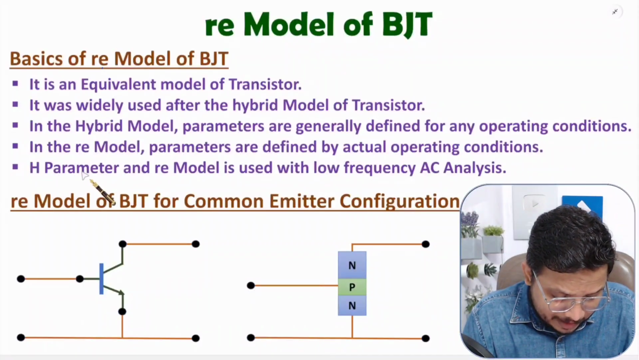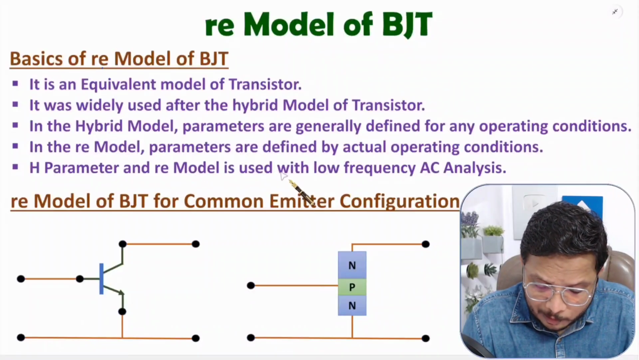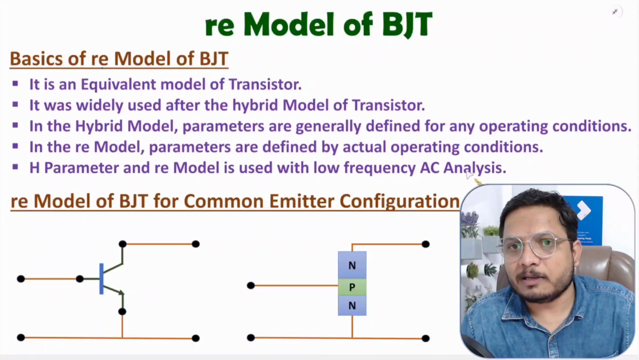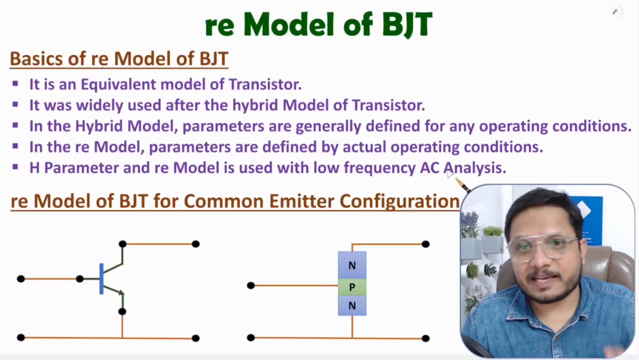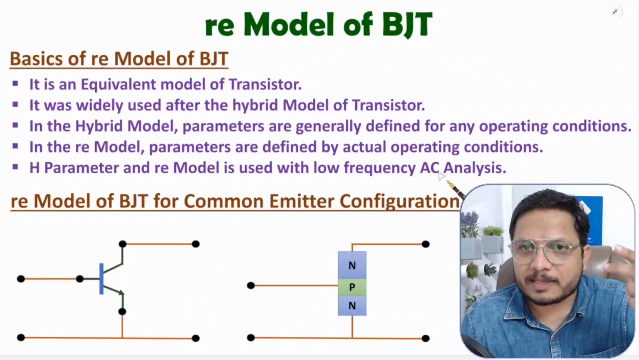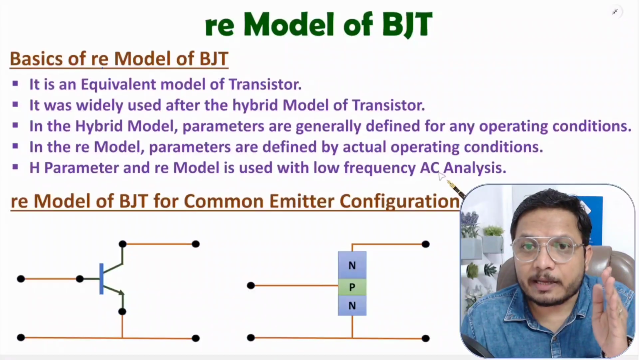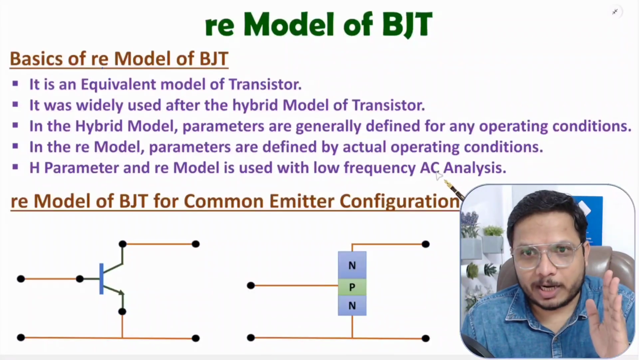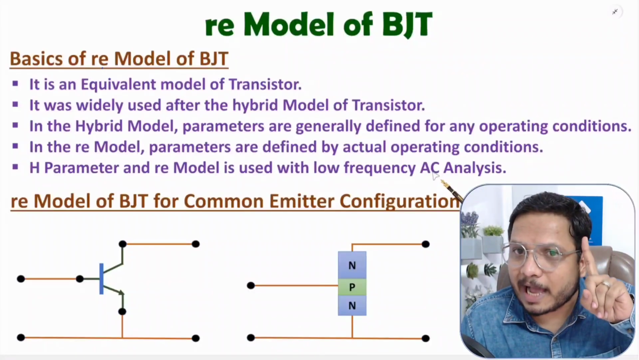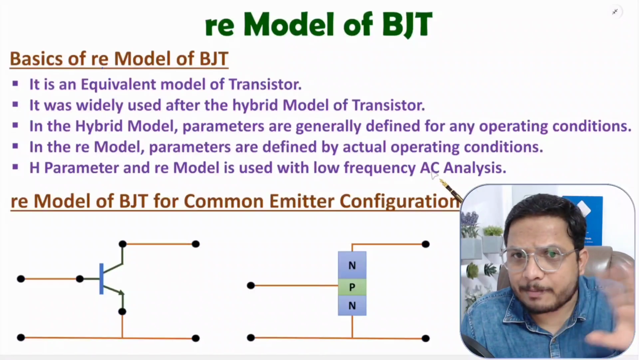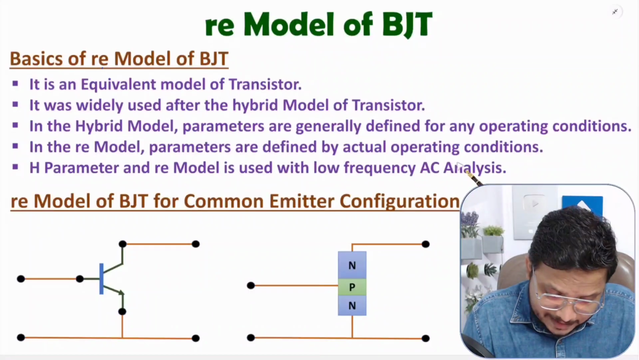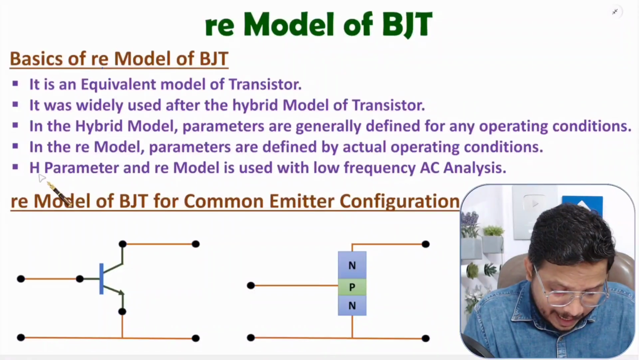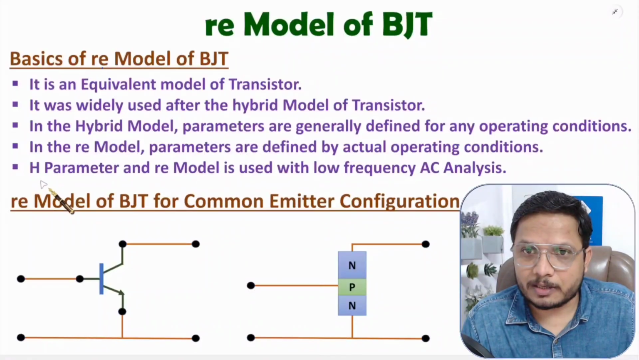H parameter means hybrid model, and the RE model is used for low frequency AC analysis. So we can use the RE model for low frequency AC analysis. For high frequency AC analysis, we need the hybrid pi model. The RE model and the hybrid model are both not applicable for high frequency AC analysis. So for low frequency AC analysis, the RE and H models are used.